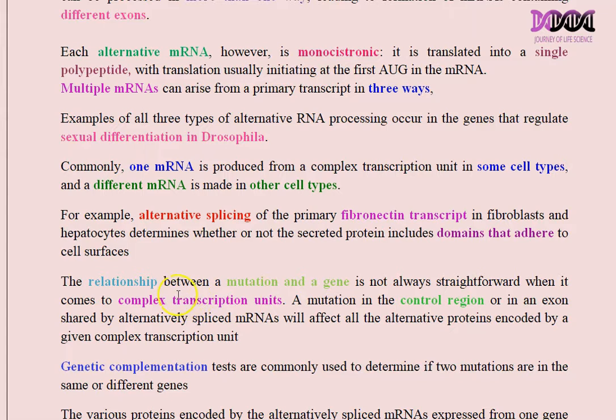But when it comes to complex transcription units, if a mutation occurs in the control region or in the exons, what will happen? All the alternatively spliced mRNAs will change. So it's not only about a single mRNA, because in complex transcription units we get many types of alternative mRNAs, so every mRNA will be affected by these mutations.